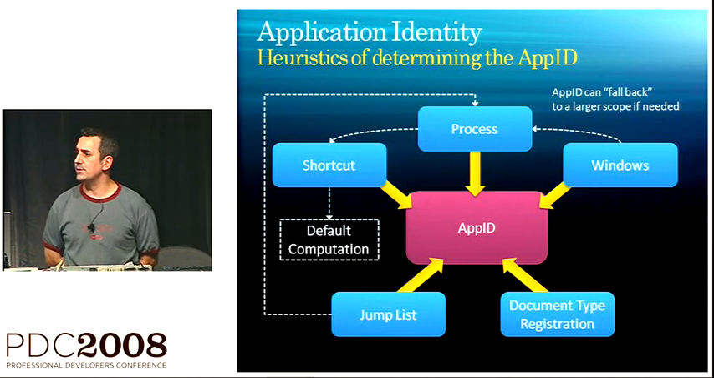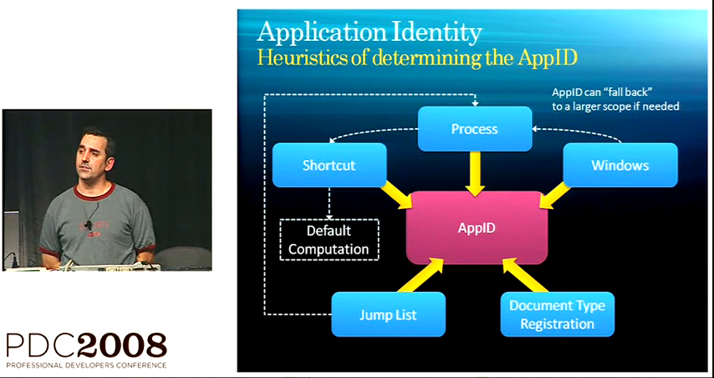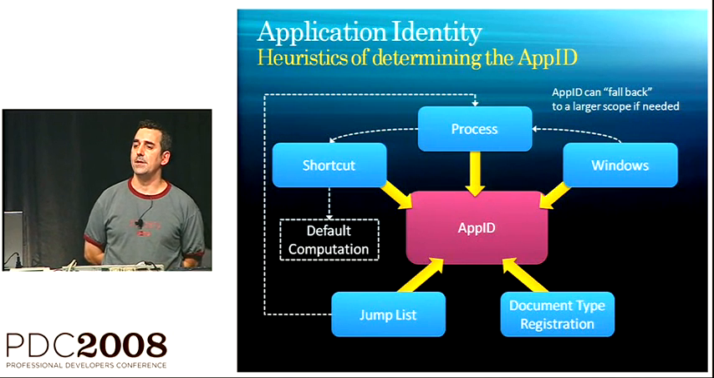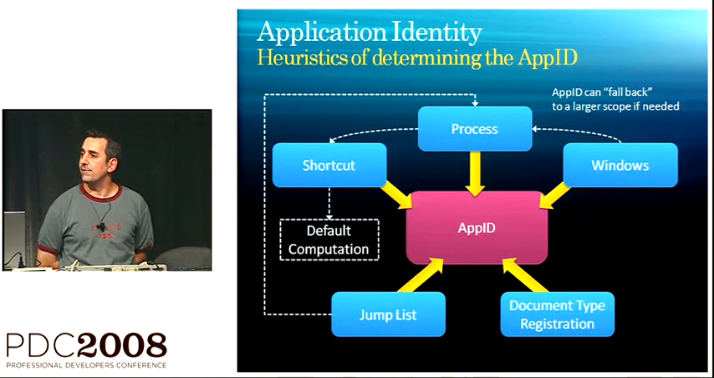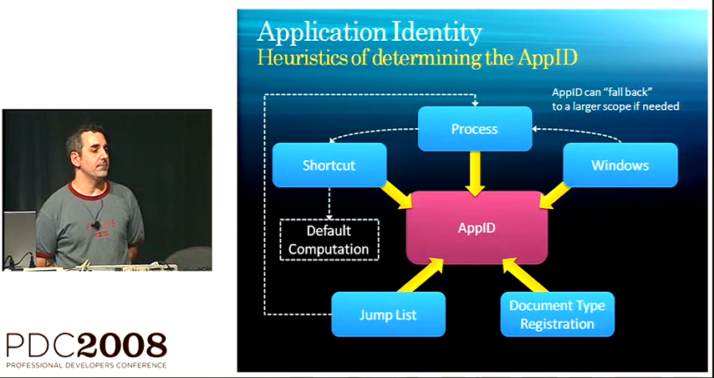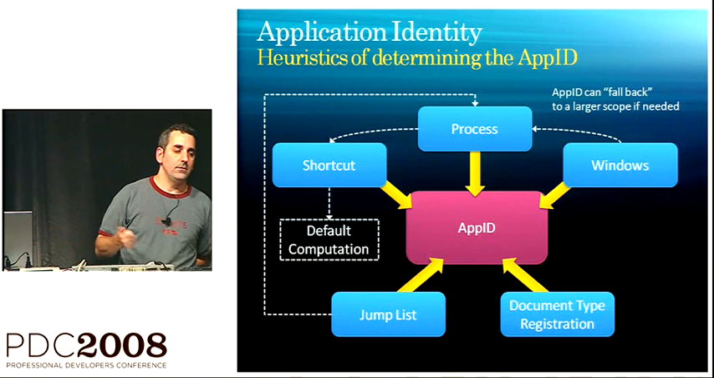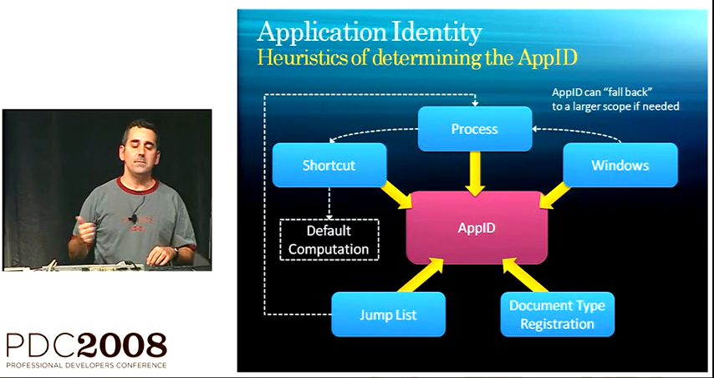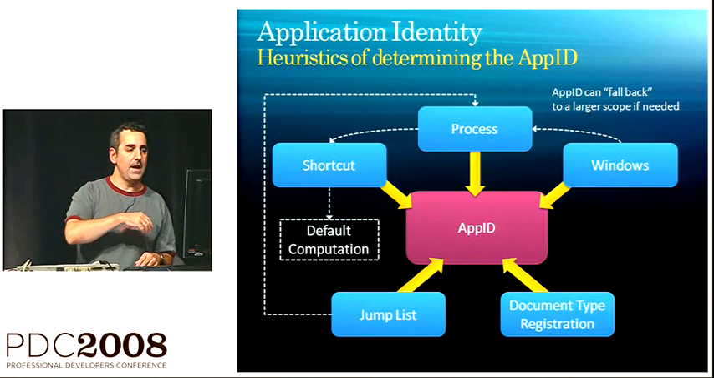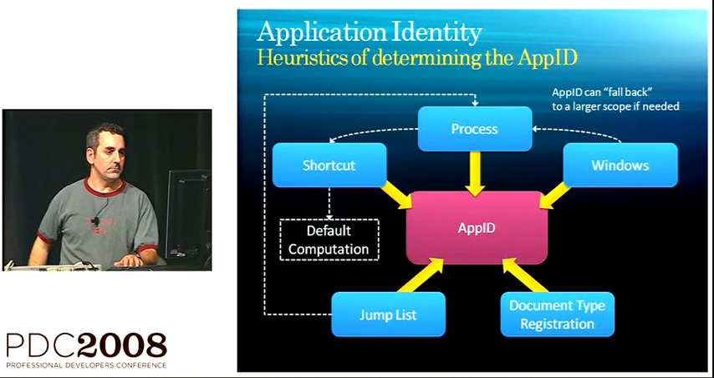If the process didn't specify the app ID, we fall back to seeing if the shortcut is stamped with an app ID. And if the shortcut doesn't have an app ID, then we go ahead and do our default computation that's based on process name. If we have an HWND, same thing. We first ask the HWND to see if it is stamped with an explicit app ID. If not, fall back to the process, and then so on.